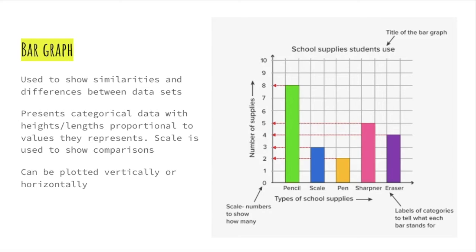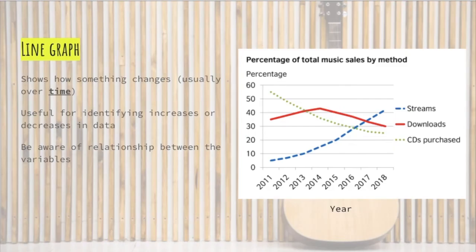Well-organized graphs allow for easier interpretation. Based off of this figure, we can see that pencils were most used and pens were least used in a given student population. A line graph is useful in representing data that changes over time. It is helpful for identifying increases or decreases in data and can help in identifying relationships or trends between variables.